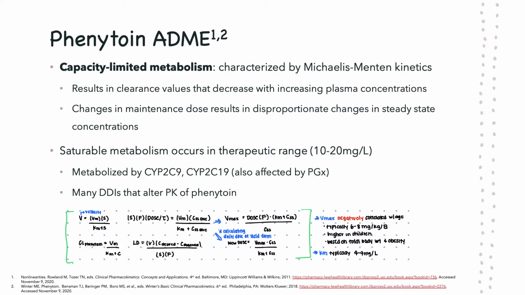There are thus many drug-drug interactions that alter the PK of phenytoin, including enzyme induction with carbamazepine, phenobarbital, and rifampin, which increases the Vmax; liver disease, which decreases the Vmax via decreased enzymes or activity; and cimetidine, SSRIs, and amiodarone, which are competitive inhibitors and thereby increase Km.